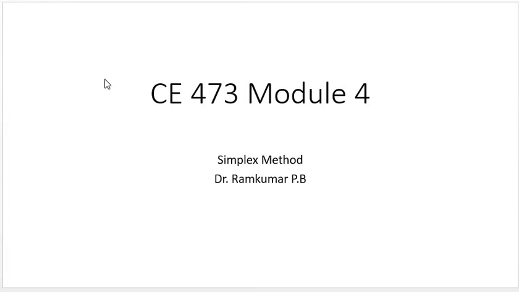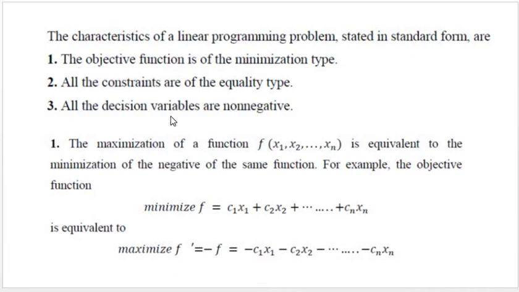CE473 Module 4 Simplex Method. The characteristics of a linear programming problem stated in standard form are: the objective function is of minimization type, all the constraints are of equality type, all the decision variables are non-negative. The maximization of a function is equivalent to the minimization of the negative of the same function.